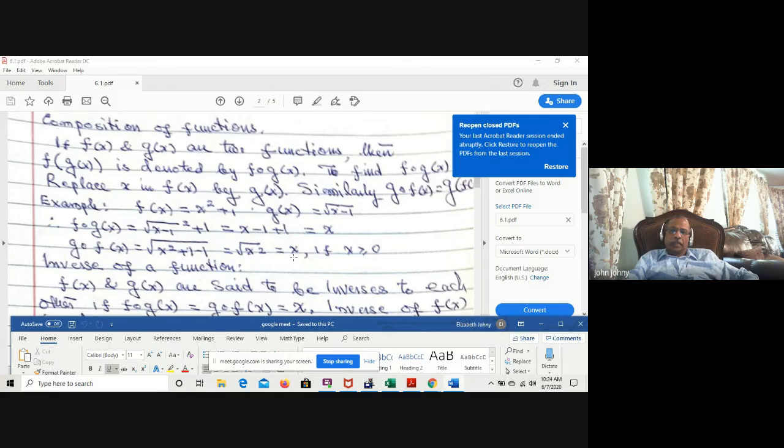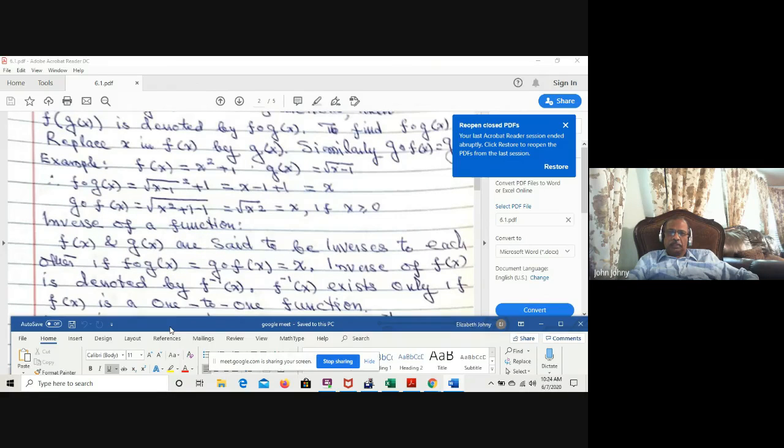Now we are going to define the inverse of a function.